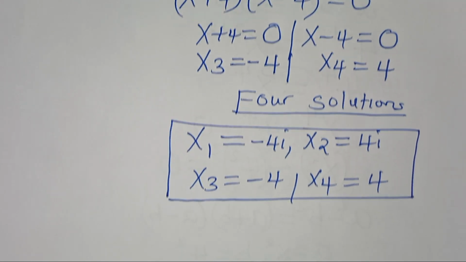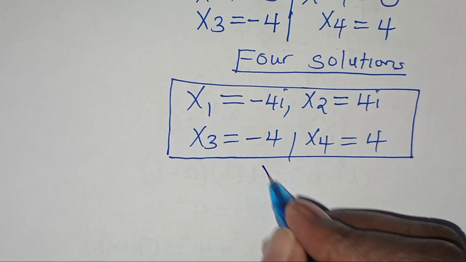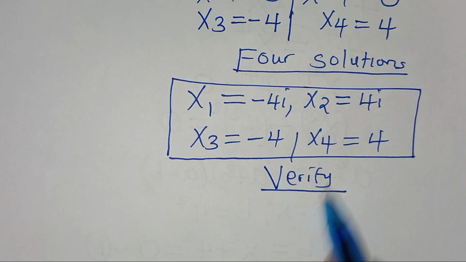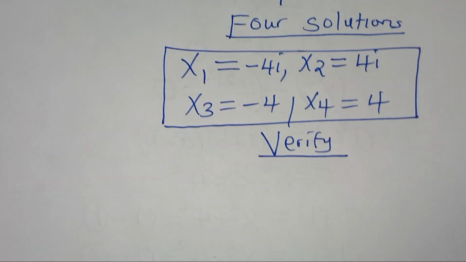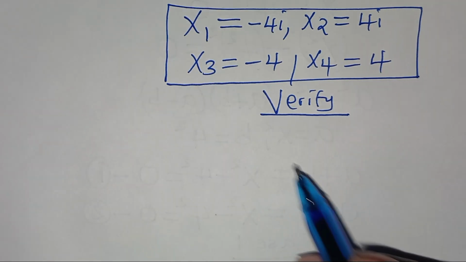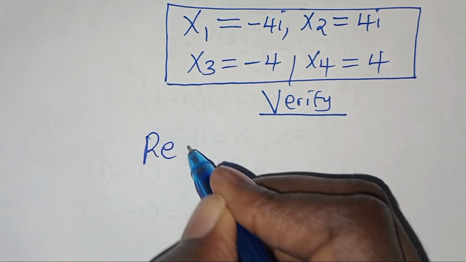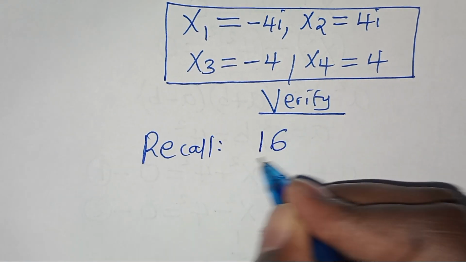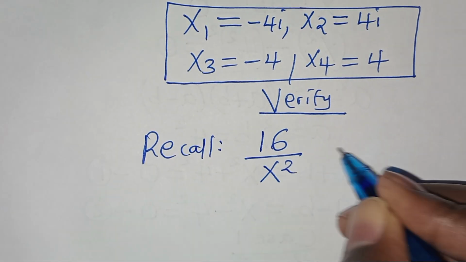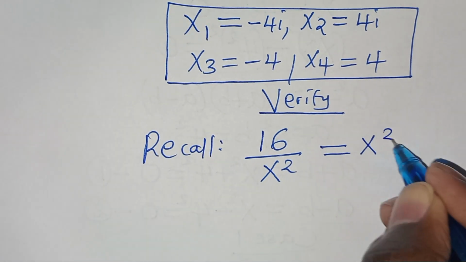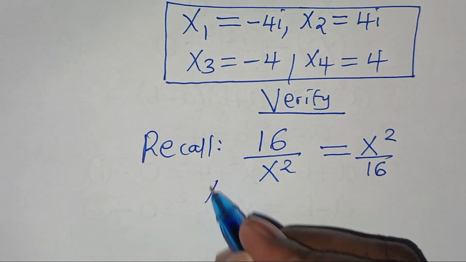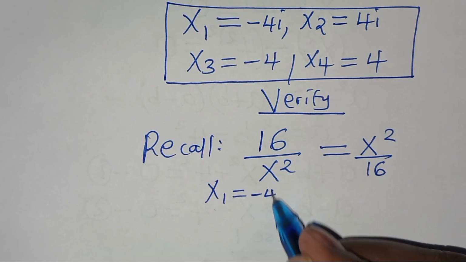The next step here is to verify. So let's verify these four solutions actually satisfy the equation. Now, if you recall here, we had that 16 over x squared is equal to x squared over 16. Let's start with x1, which is equal to negative 4i.